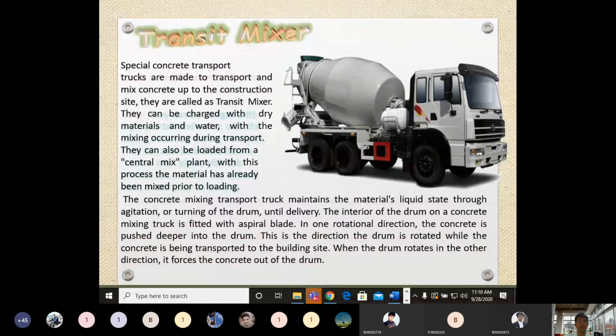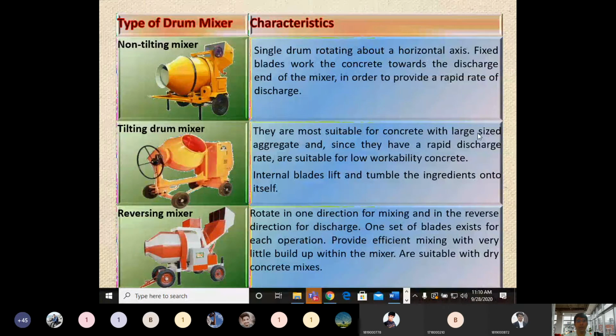Then these are the highlights of whatever we have seen up till now. In the first column we have the types of drum mixers, and in the second column we have the characteristics of the particular machinery. In the case of non-tilting mixers, a single drum rotates about a horizontal axis, and a fixed blade works the concrete towards the discharge end of the mixer in order to provide a rapid rate of discharge. Then the tilting drum mixers.